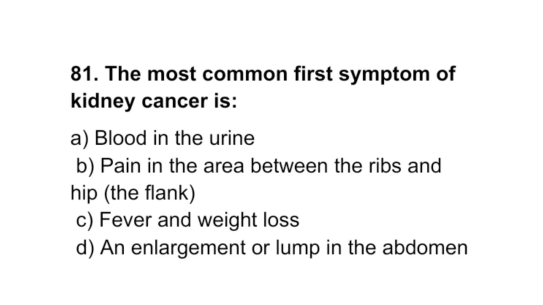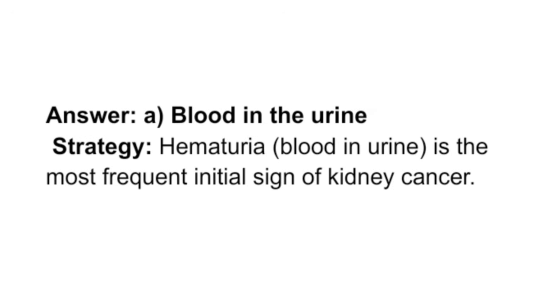81. The most common first symptom of kidney cancer is A. Blood in the urine. B. Pain in the area between the ribs and hip, the flank. C. Fever and weight loss. D. An enlargement or lump in the abdomen. Answer: A. Blood in the urine. Strategy: hematuria, blood in urine, is the most frequent initial sign of kidney cancer.